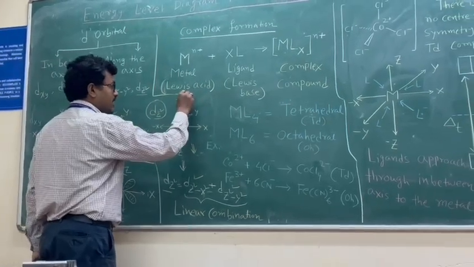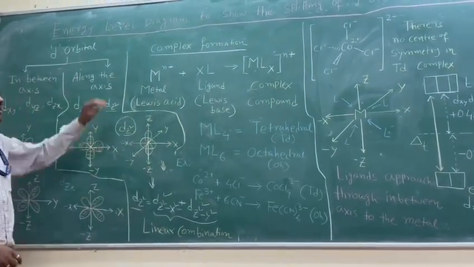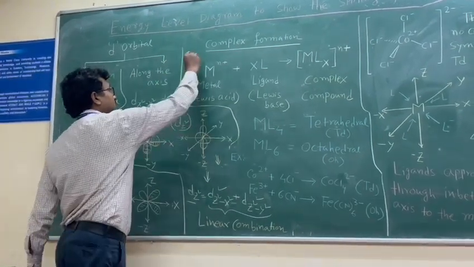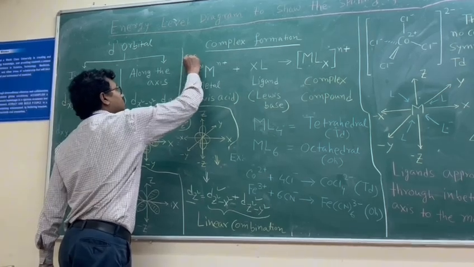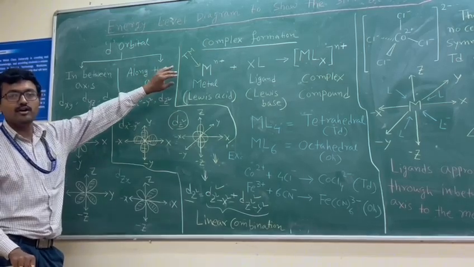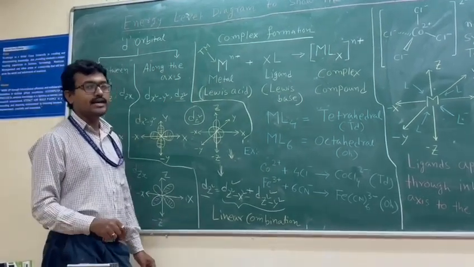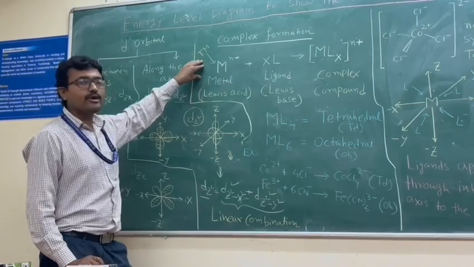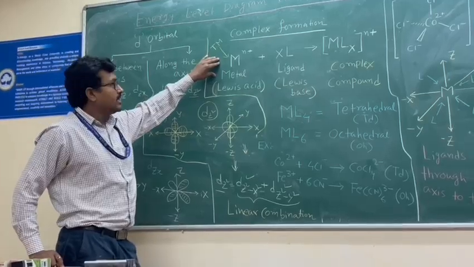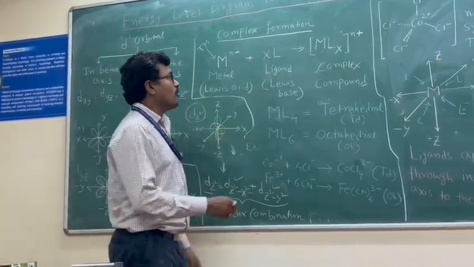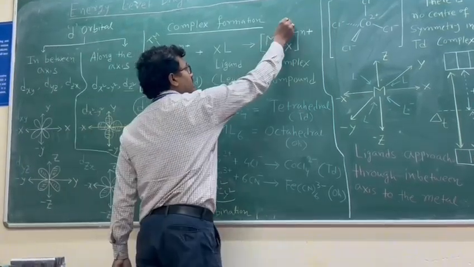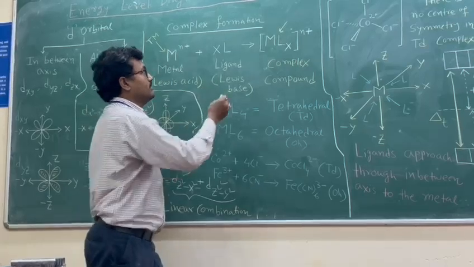Now we will come to the next part, that is complex formation. What is complex formation? Complex formation means, let's say we have a metal. In this case we are talking about transition metal. Transition metal means scandium, titanium, vanadium, chromium, manganese, iron, cobalt, nickel, copper. These are the transition metals. Why are we talking about transition metals? Because transition metals have d orbitals. So if we have a metal and we take x number of ligands, we will get a complex like MLx. It's a complex compound. Here there is a coordinate bond present between ligand and metal.